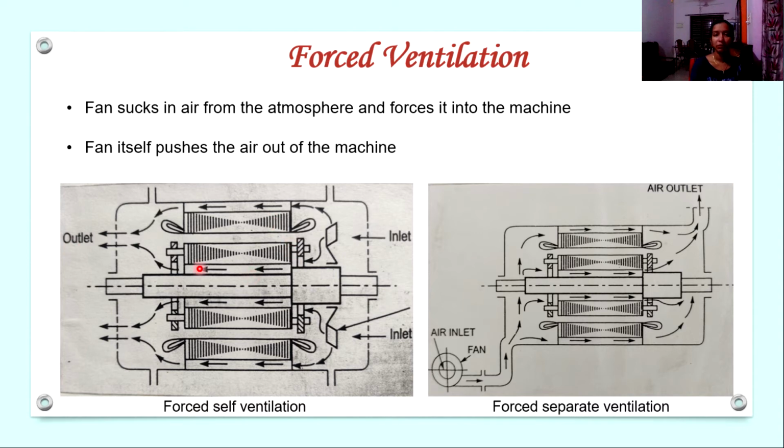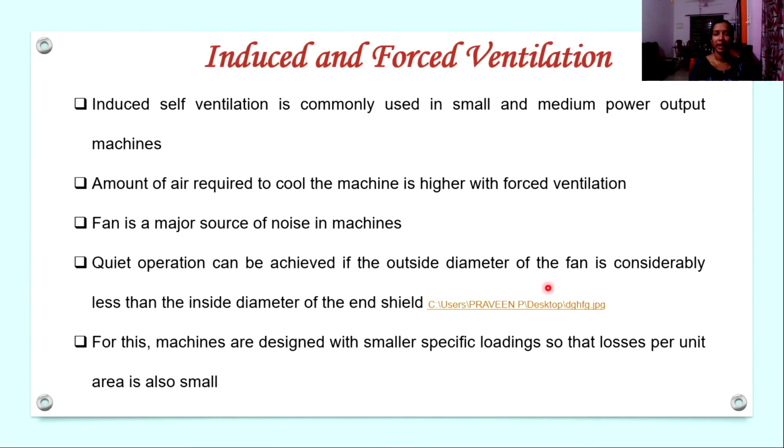This is the cross-sectional view of a rotating machine. This is the shaft of the machine, and connected to the shaft is the rotor, and this is the stator, the stationary part, and in between the stator and rotor we have the air gap. This is our fan, and this is forced ventilation using an external fan, that is a fan connected outside the machine, which is known as forced separate ventilation. Now let us see some factors about induced and forced ventilation.